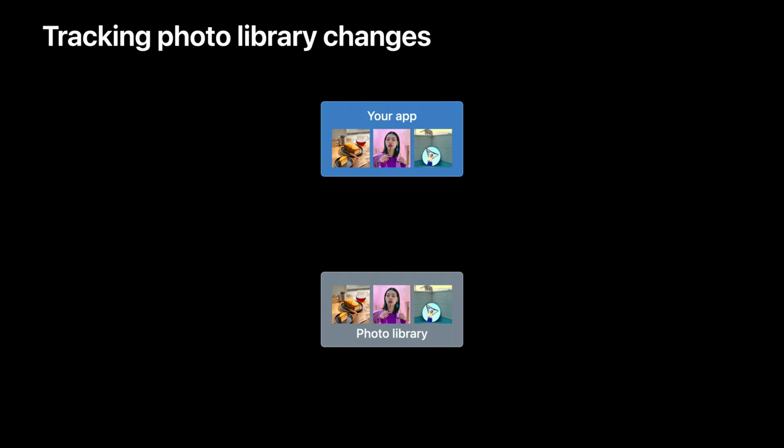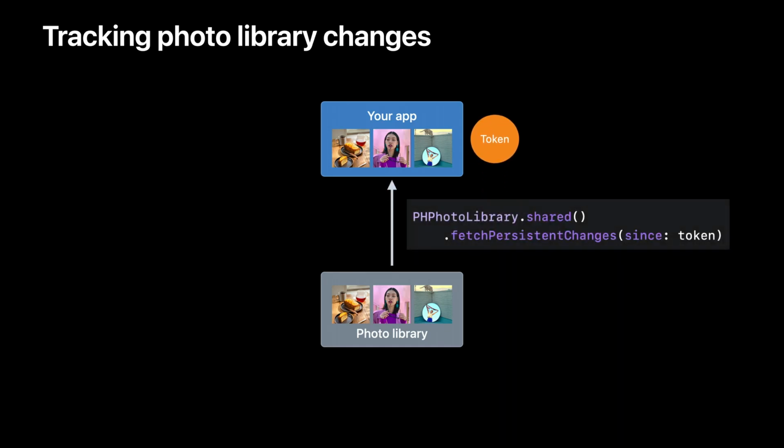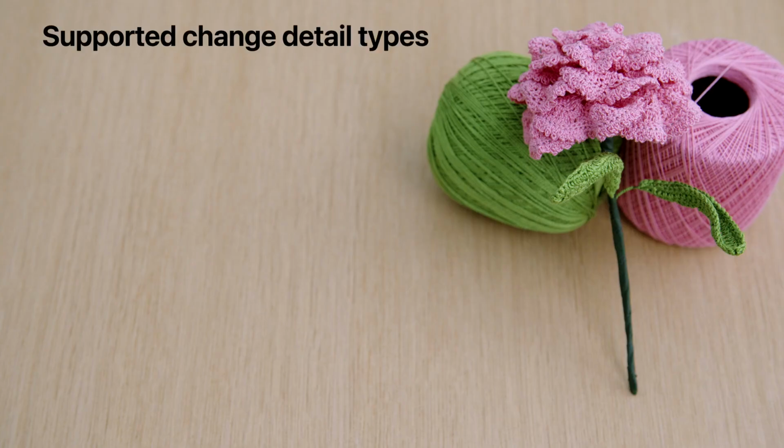As your app is running and working with the photo library, you can store a persistent change token within the app. Later, you can use the token to fetch the photo library changes that have occurred since. For each persistent change, you can grab the change details for 3 types of Photos objects: asset, asset collection, and collection list.